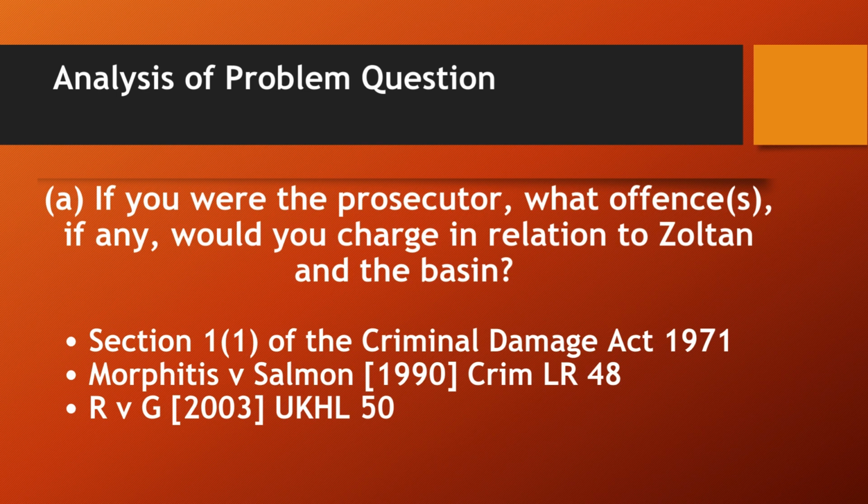In other words, Zoltan could be charged with criminal damage under Section 1 of the Criminal Damage Act 1971. The offence requires proof that Zoltan intentionally or recklessly caused damage to property belonging to another. Zoltan dropped the basin while installing it and decided not to inform Annie about the damage, thus failing to prevent further harm when it leaked. While the initial dropping of the basin might not be intentional, the reckless installation of the damaged basin and the subsequent concealment satisfy the mens rea for criminal damage.